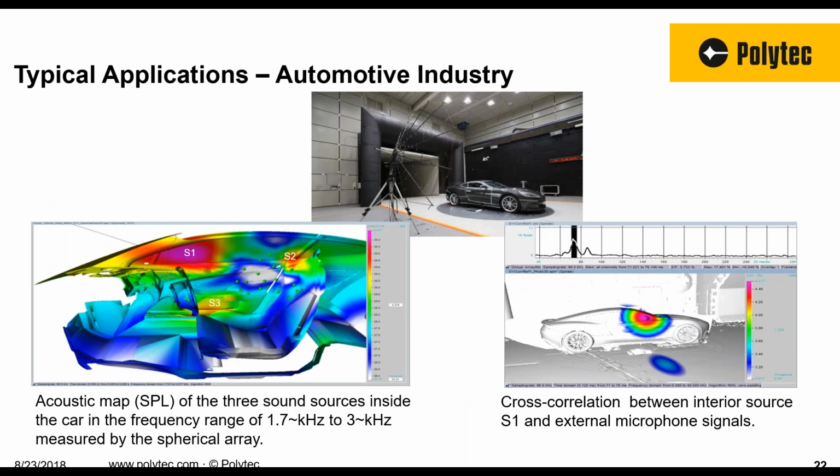Another application, also a wind tunnel. This one is showing basically the correlation of a sound source on the outside of the vehicle and how that is transmitted to the interior of the vehicle. They use two different arrays simultaneously in this measurement. We have that one array you can see up here on the outside, and they also had the sphere array on the inside of the car, and they're basically cross-correlating between the outside sources and what is heard inside the vehicle.